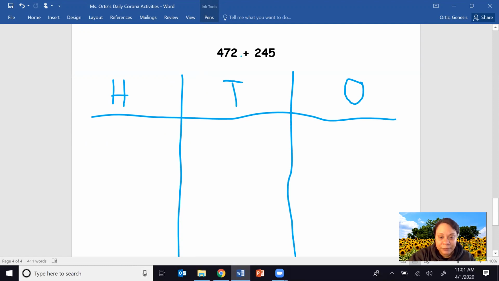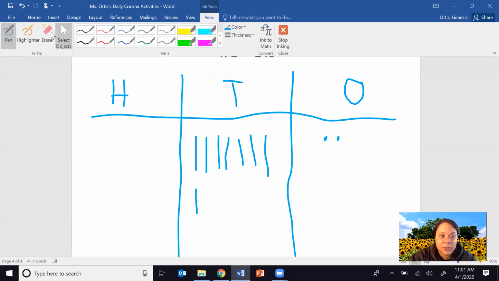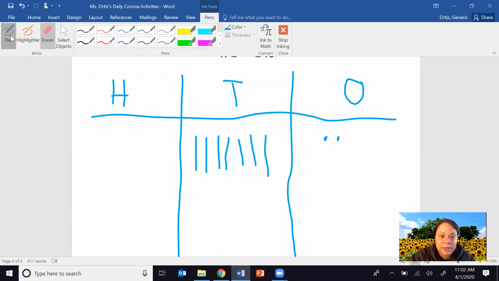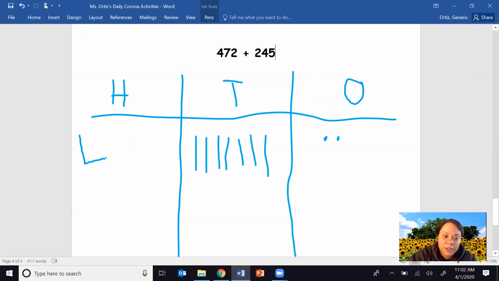I have 2 ones in the number 472, 1, 2. 7 tens, 1, 2, 3, 4, 5, 6, 7, 8, oh, Miss Ortiz is getting ahead of herself, isn't she? Okay, I think I drew too much. 1, 2, 3, yeah. 1, 2, 3, 4, 5, 6, 7. Good. I think I just got ahead of myself. And I have 400s. 1, 2, 3, and 4.